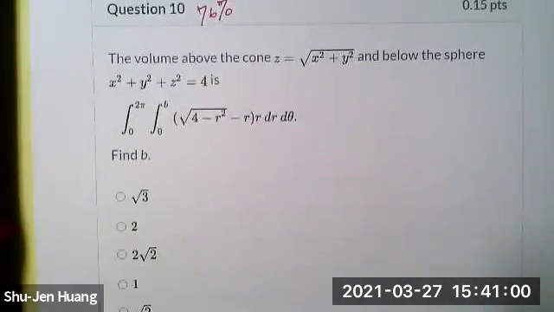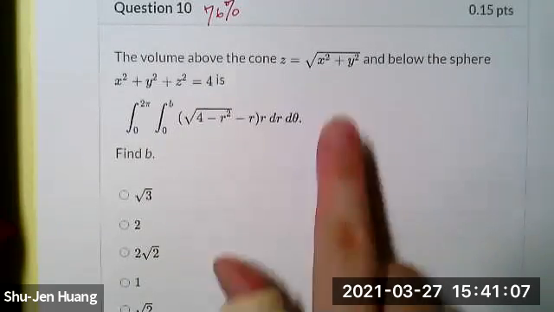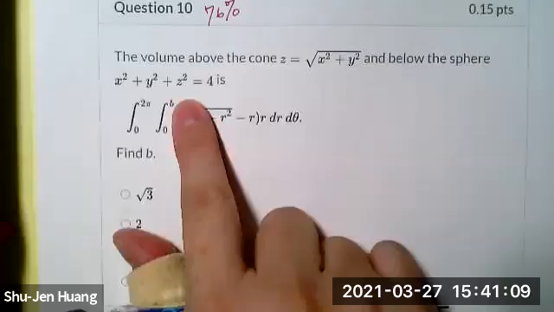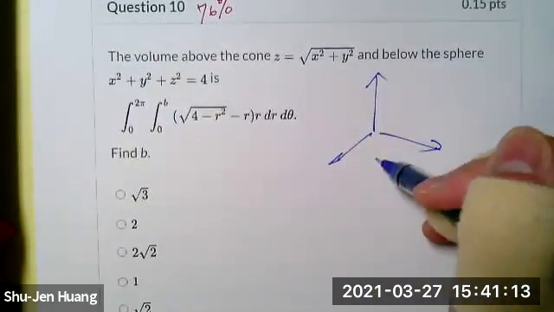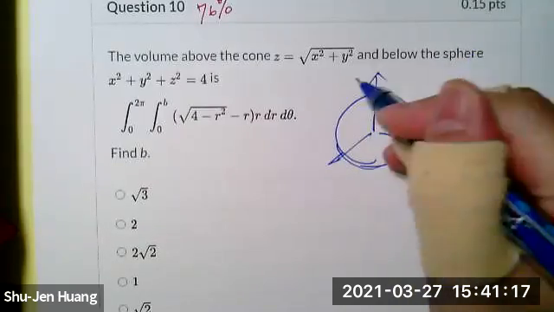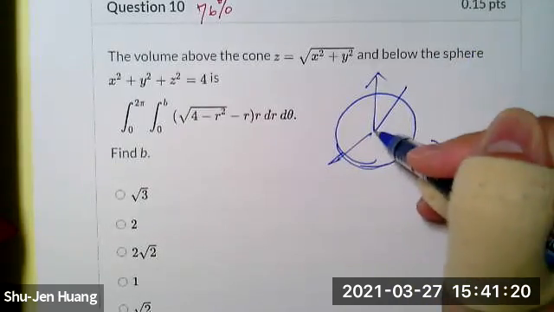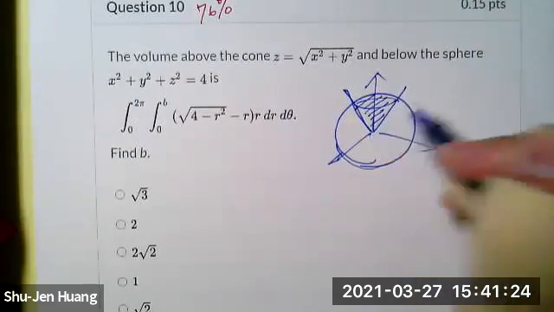And next, question number 10. We want to find the volume above the cone and below the sphere. Let's draw the solid first. This one is also a very common one we have seen: inside the sphere, below the sphere, and above the cone. So it's the ice cream cone region here.